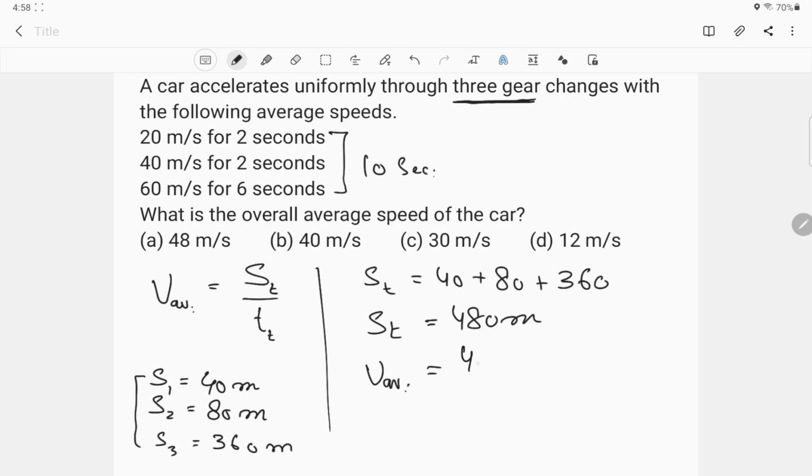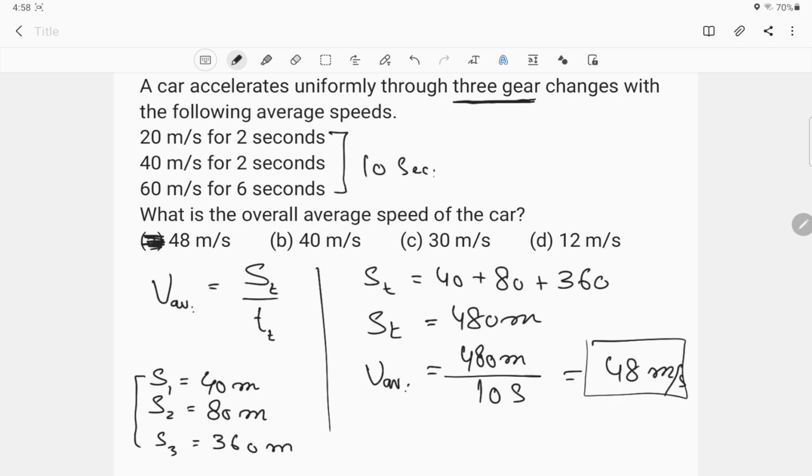So the velocity is now very easy to determine. That is, total distance, 480 meters, and 10 seconds. So the answer is 48 meter per second. This is the velocity. So the correct answer is A.